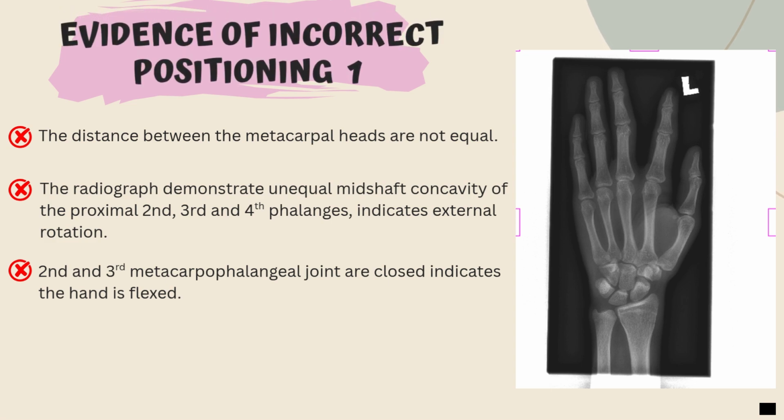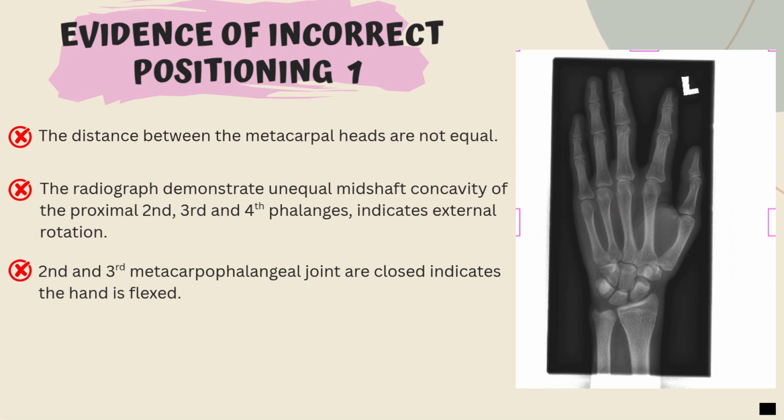This is an example of incorrect positioning, which is evidenced by the distance between the metacarpal heads, which are not equal in distance. The distance between the 5th and 4th metacarpal heads is closer than the distance between the 2nd and 3rd metacarpal heads.